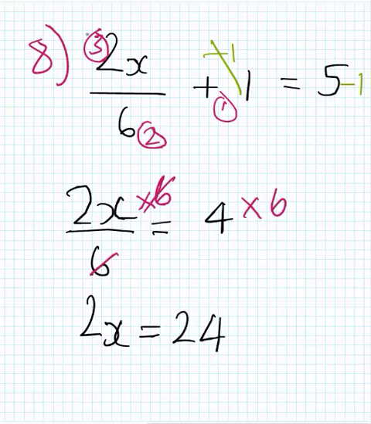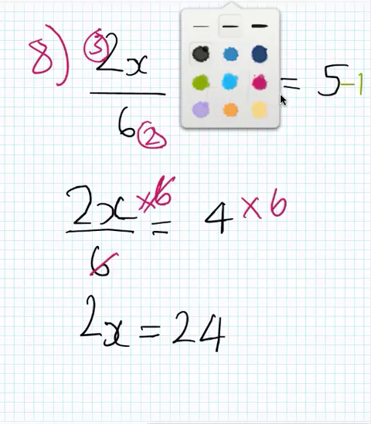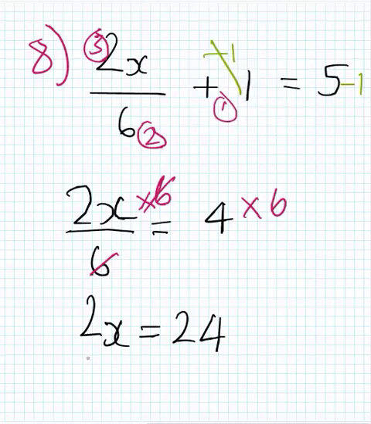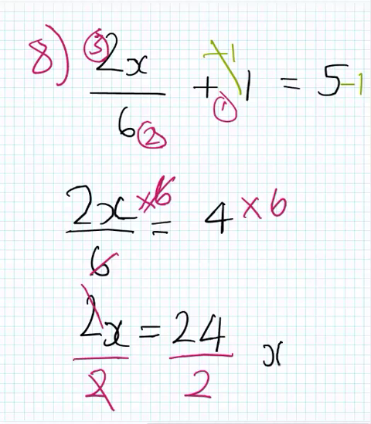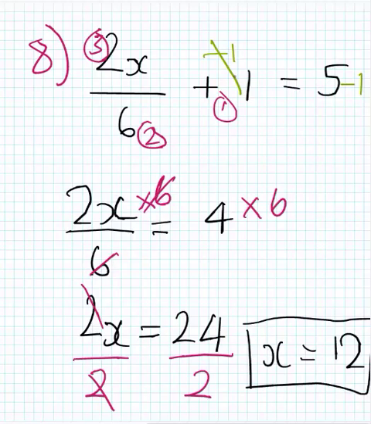And our third step is to get rid of the 2. So finally, we've got 2 times x. The opposite of 2 times is to divide by 2 and divide by 2. This cancels out. And 24 divided by 2, x will equal 12. And we have solved the equation. So just keep in mind, this plus 1 was on its own, not on top of the vinculum, so it went first.